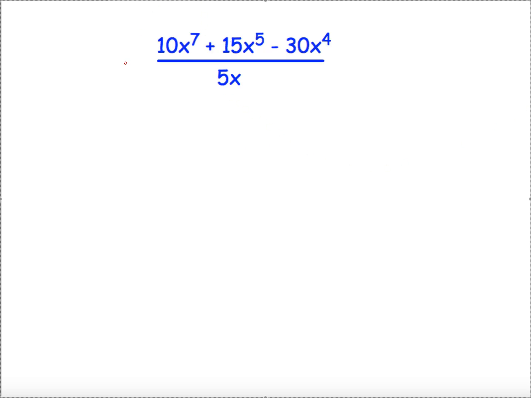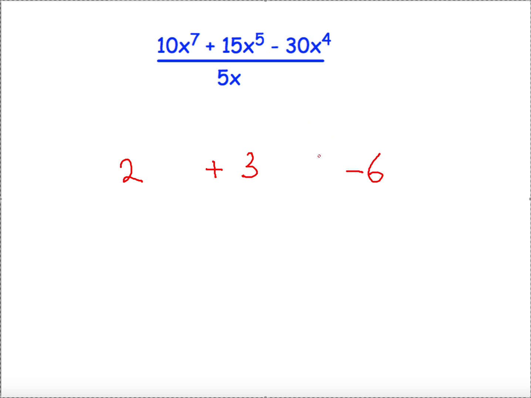Okay, up next is this one. So we've got quite a lot more going on here, so let's take it a step at a time. The first thing that I'm going to do is factor out the 5 where I can, because I can do 10 divided by 5, which is 2, plus I can do 15 divided by 5, which is going to be 3. Take away at the end, I've got negative 30 divided by 5, which is 6.